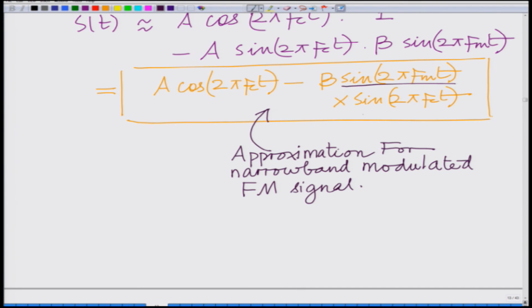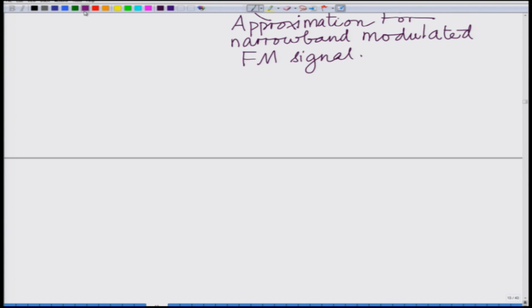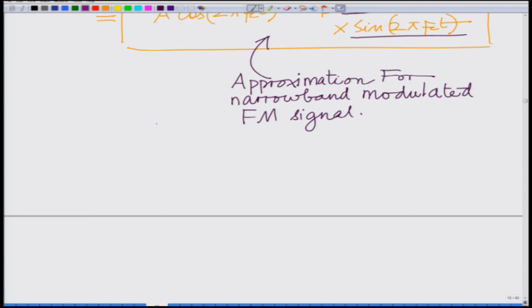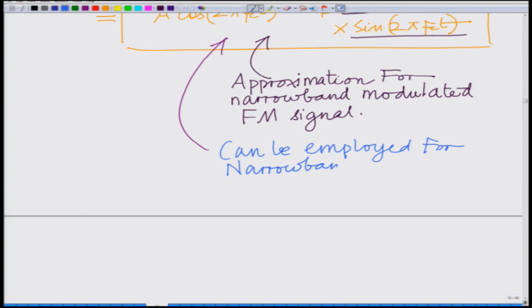You can see it is reasonably simple with this approximation, because now the modulating signal is out of the phase component and it is in the form of a product of the carrier and the message signal, that is sine 2 pi fm t into sine 2 pi fc t. So, now you can generate this narrowband modulated FM signal. This approximation can be employed for narrowband FM generation.